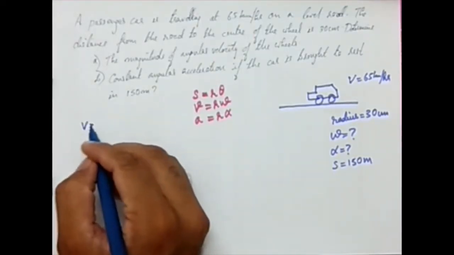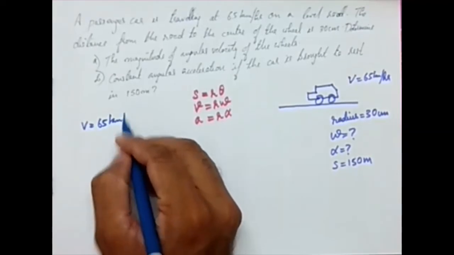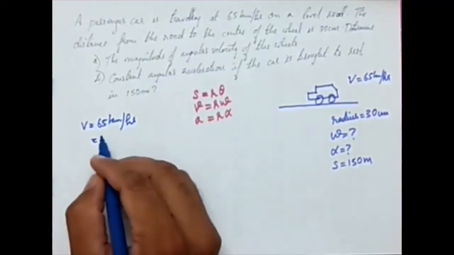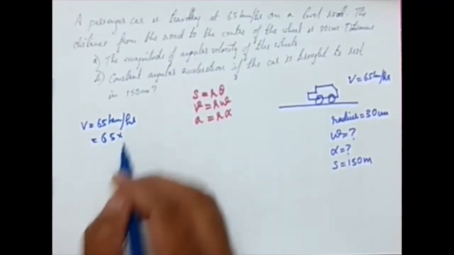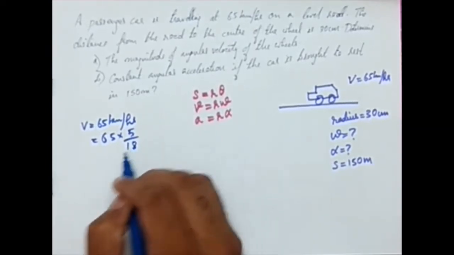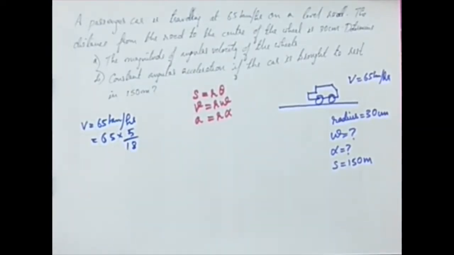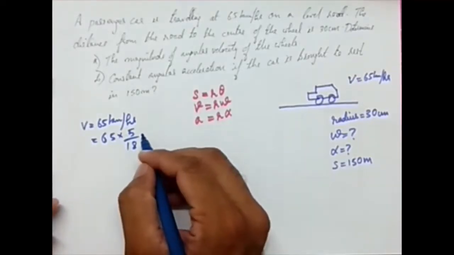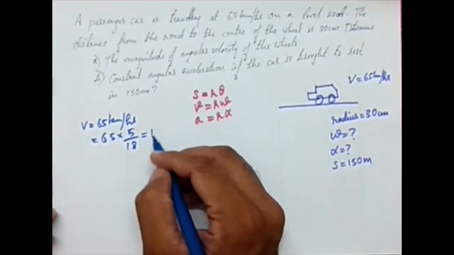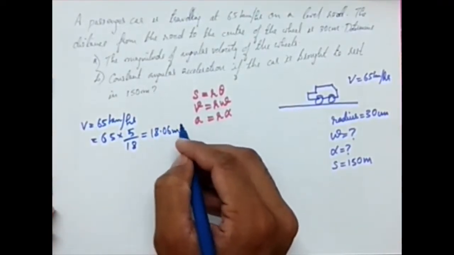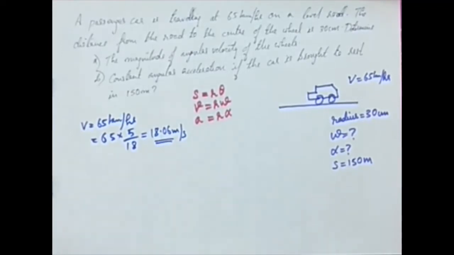So V is equal to 65 km/h, and what's the conversion? The conversion is 5 by 18. You might have done this when you were dealing with physics in school. 65 times 5 by 18, that is the value. So we are going to get the value of this as 18.06 meter per second. That's the value of velocity in meter per second.